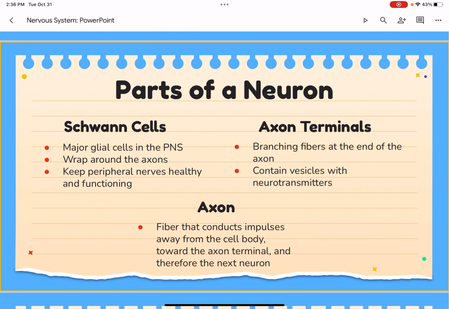The Schwann cells are major glial cells in the peripheral nervous system. They wrap around the axons, and they keep peripheral nerves healthy and functioning. An axon is the fiber that conducts impulses away from the cell body toward the axon terminal, and therefore the next neuron. Axon terminals are branching fibers at the end of the axon. They contain vesicles with neurotransmitters. An axon transmits neural messages from the cell body toward another neuron.